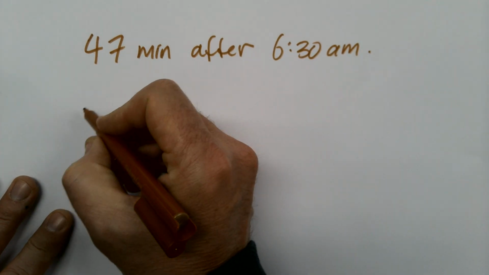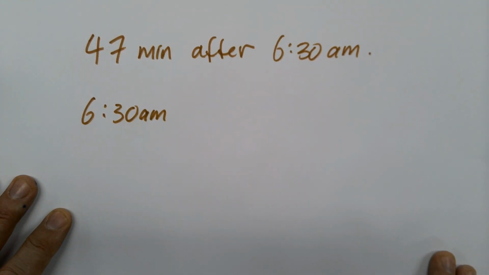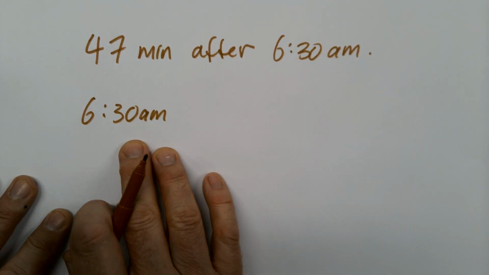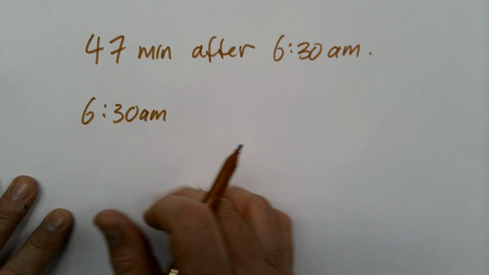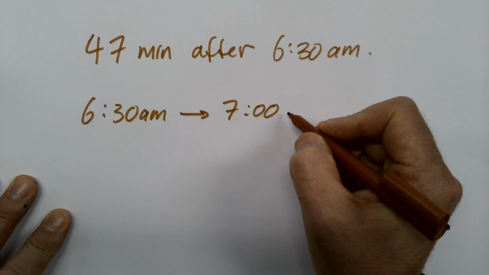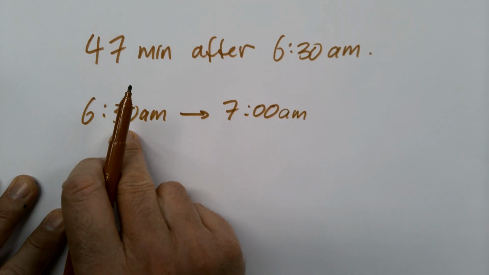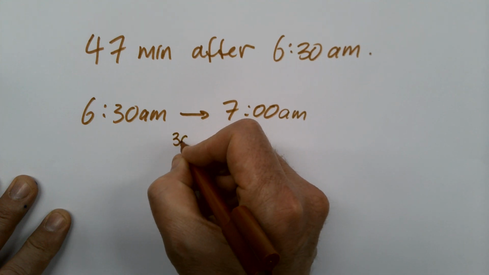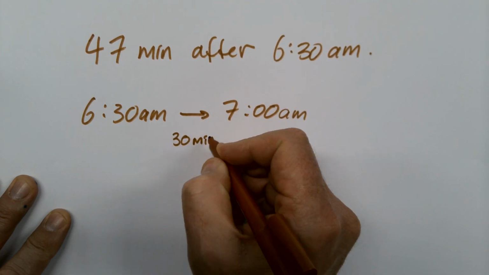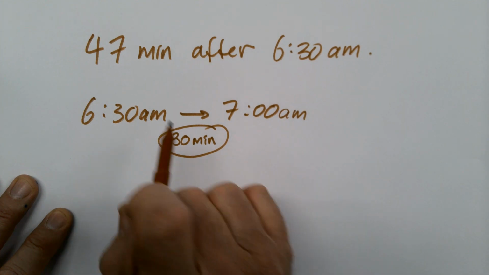Okay, so you start off with 6:30. Now, if I jump to 7 a.m., that's half an hour, that's 30 minutes, and that's a nice place to go to. So I've got to 7 a.m. Now, I've done 30 minutes there. If I go from there to there, that's 30 minutes. So I'm just going to go 30 minutes down the bottom there, okay? So I've used up 30 minutes.